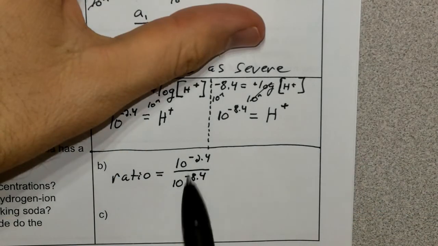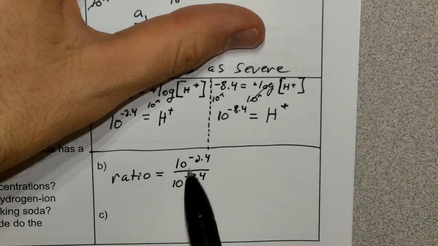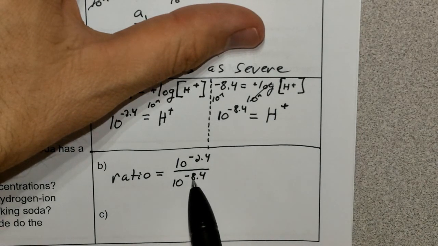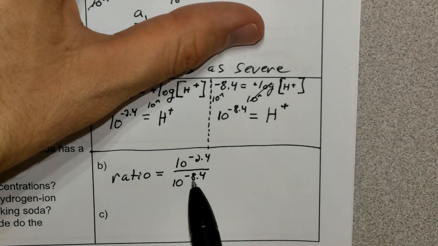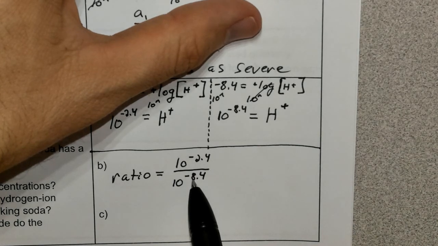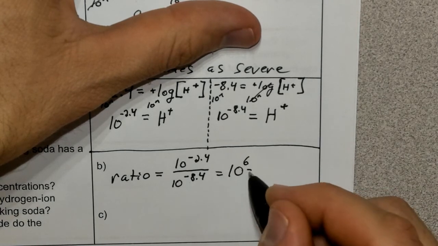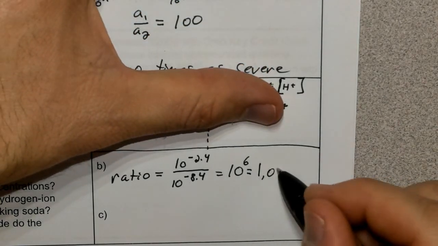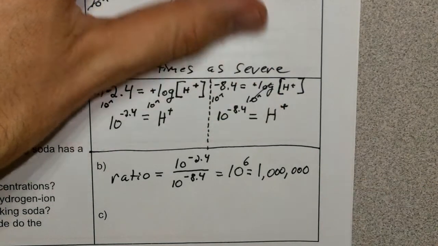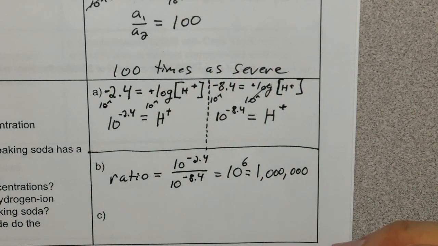If we simplify this, what do we get? We're going to have to use the exponent properties, right? So I'm going to take negative 2.4 minus a negative 8.4. So that's negative 2.4 plus 8.4. So that's 6. Just 6, right? So I get 10 to the 6. And that is 1 million, right? So the concentration of the hydrogen ion is 1 million times greater. Questions there?